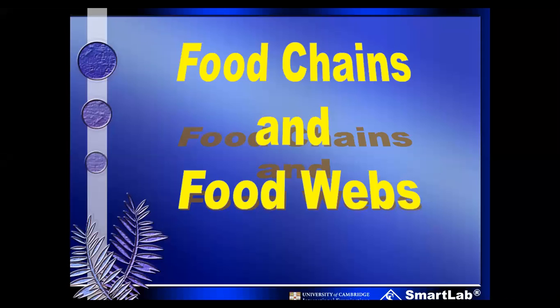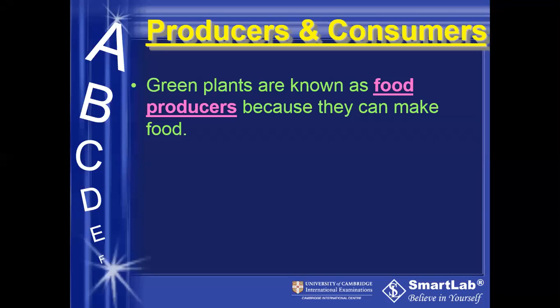Today we are going to talk about food chains and food web. Plants and animals get their food in different ways. As plants are able to make their own food, they are also known as food producers.